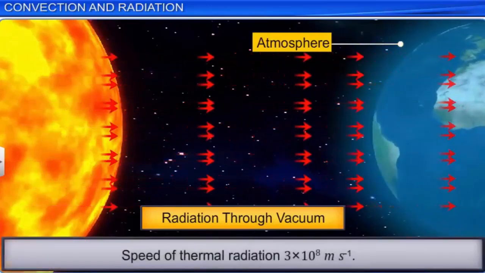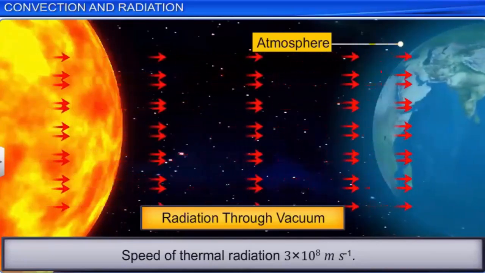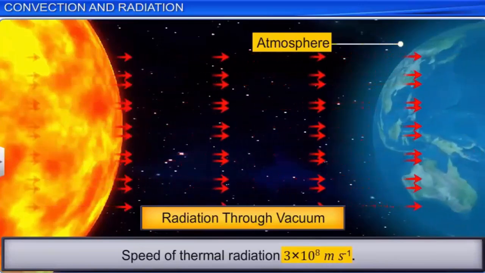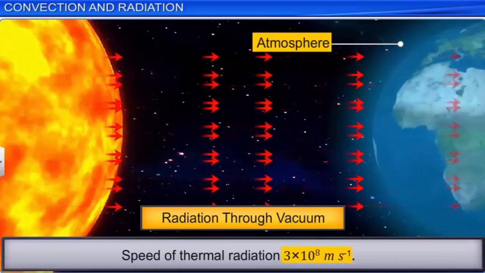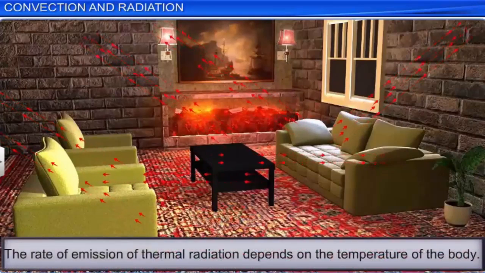Like any other electromagnetic waves, thermal radiation can travel at a speed of 3 × 10⁸ meters per second. In fact, all bodies emit thermal radiation. The rate of emission of thermal radiation depends on the temperature of the body.